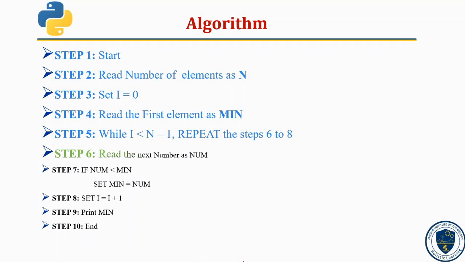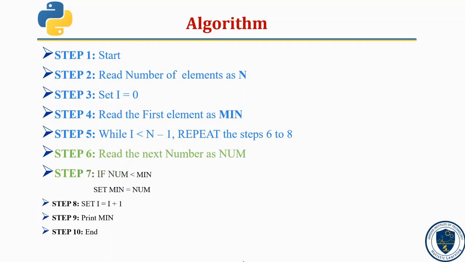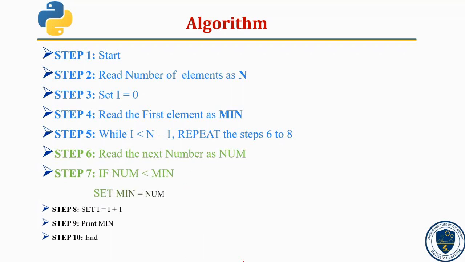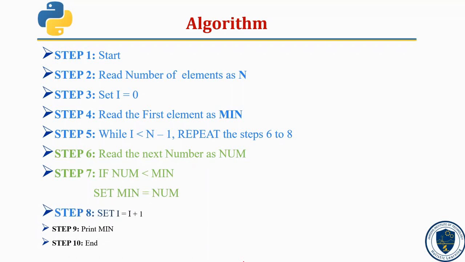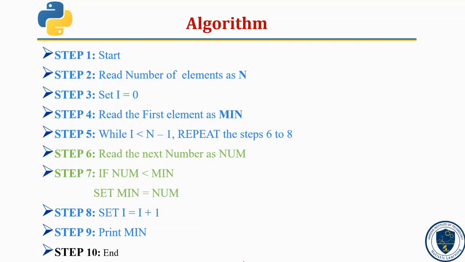Step 6. Read the next number as num, and in step 7 I am going to check whether that number is less than minimum. If the condition is true, I will be taking that number as min. So set min is equal to num. In step 8, I am setting I is equal to I plus 1 to access the next element from the list. So steps 6 to 8 will keep on executing until I less than n minus 1. Finally, after all the comparisons, we will go to step 9, print the minimum and end.